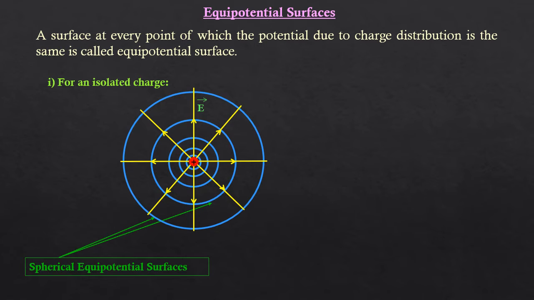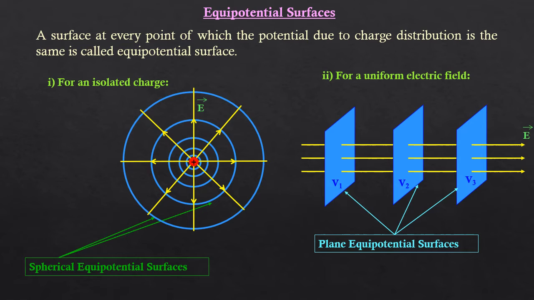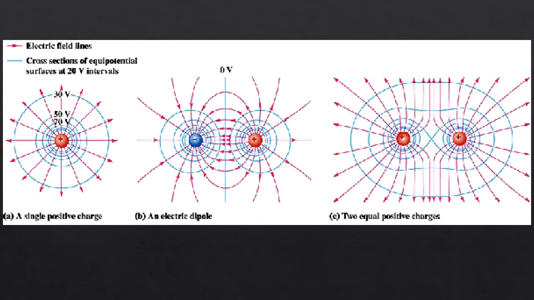Now let's draw equipotential surfaces in case of a uniform electric field region. Uniform electric field regions are represented by parallel electric field lines which are equidistant from each other. So if you draw surfaces perpendicular to this, we will get them in the form of sheets which are at potentials V1, V2 and V3. Similarly, you can draw equipotential surfaces in case of an electric dipole, two equal positive charges, two equal negative charges, etc.